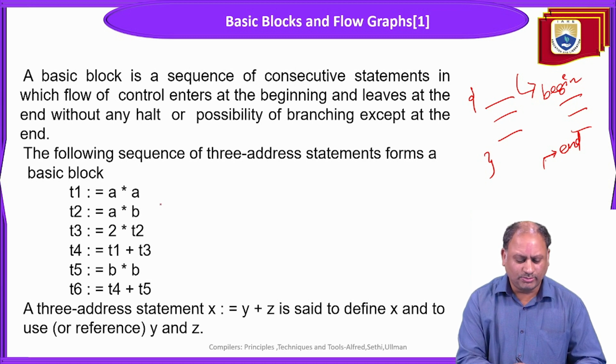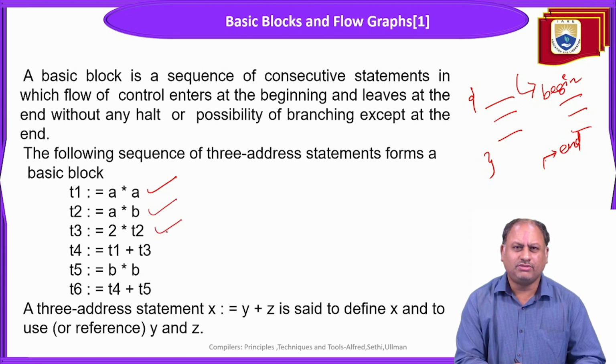In this example, a sequence of three address code statements can be represented within the block. Here T1 = A * A is one three address statement inside the block, and T2 = A * B, T3 = 2 * T2, T4 = T1 + T3, T5 = B * B, T6 = T4 + T5.